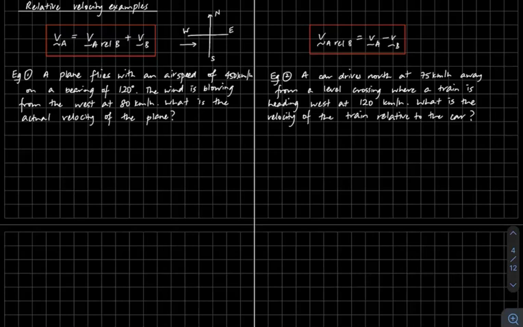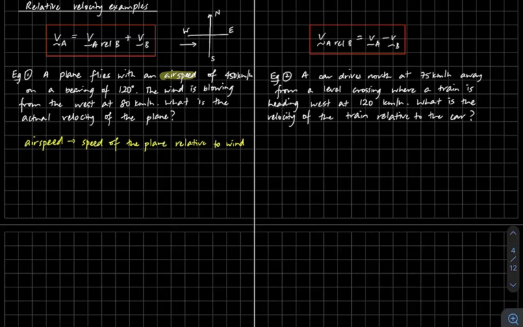The other thing that we need to understand here is the word airspeed. So airspeed is the speed of, well, I guess normally we're talking about a plane, could be another flying object, the speed of the plane relative to the wind or to the air.